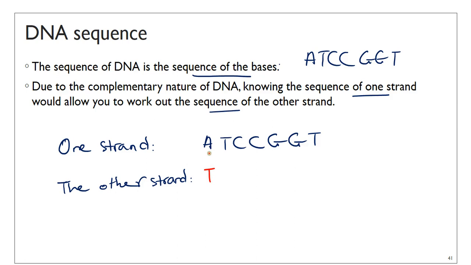So A can only go with T, apple tree. So if this is A, that's a T. If that's a T, this is an A. So apple tree. And that's another T here, so that's another A. And car in garage. So if this is a C, there's a G, and then there's another G, and then there's another C, and then another C. So if I know the sequence of one strand, I can work out the sequence of another strand.